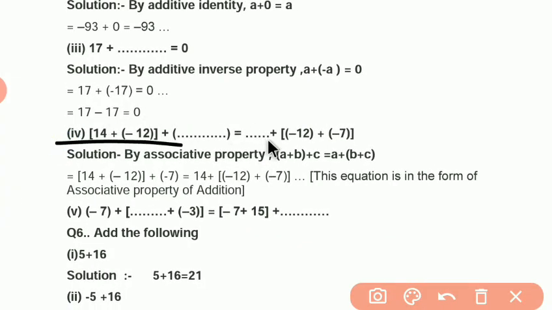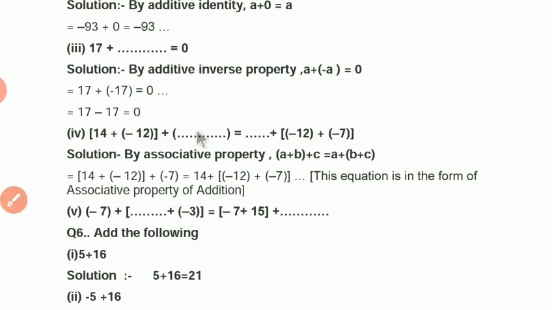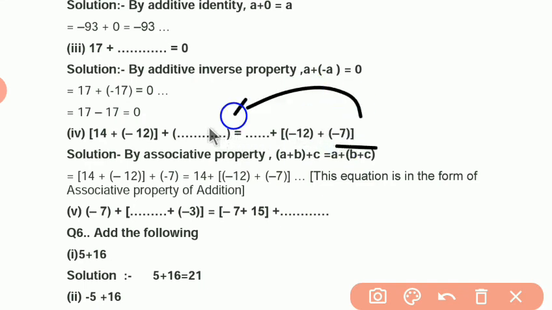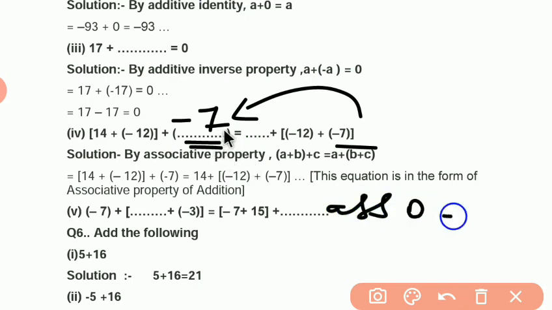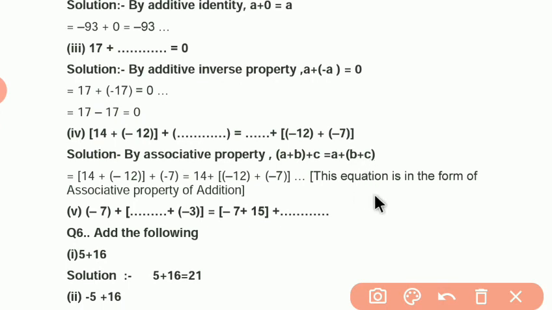Or you can see that the number which is missing in the left hand side, we have to write from the right hand side, and the number which is missing in the right hand side, we have to see from the left hand side. So here 14 is given, but here 14 is not given. It means we have to write 14 here. And in the left hand side, -7 is not given, but here it is given as -7. So we have to write -7 here. So this is the associative property, in which (a + b) + c is equal to a + (b + c). So this equation is in the form of the associative property of addition.